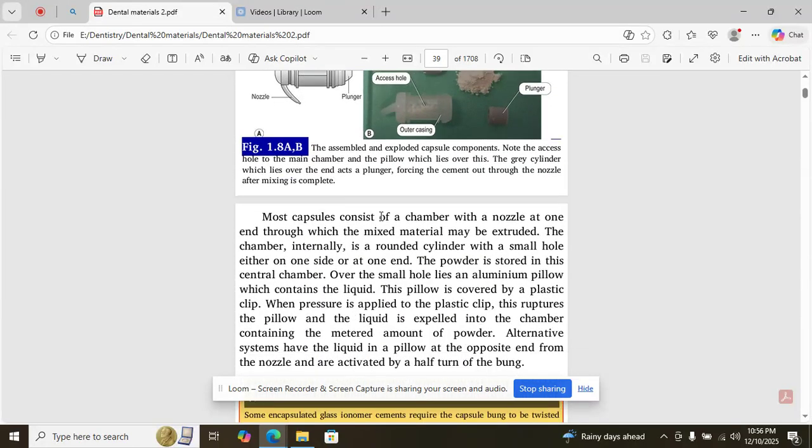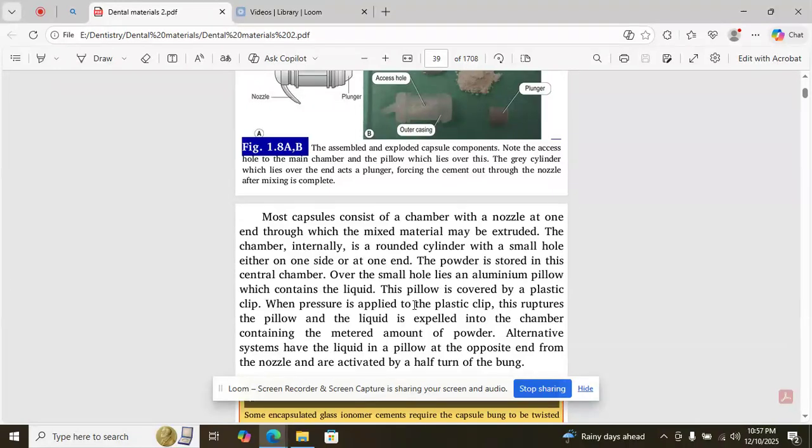Most capsules consist of a chamber with a nozzle at one end through which the mixed material may be extruded. The chamber internally is a rounded cylinder with a small hole either on one side or the other, or at one end. The powder is stored in this central chamber. Over the small hole lies an aluminum pillow which contains the liquid. This pillow is covered by a plastic clip.